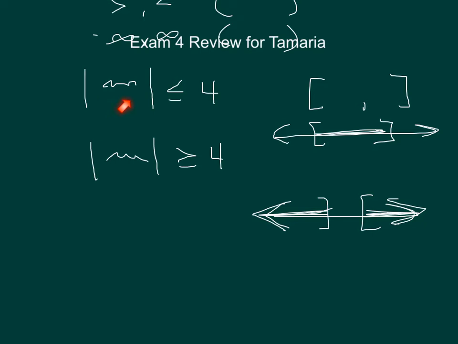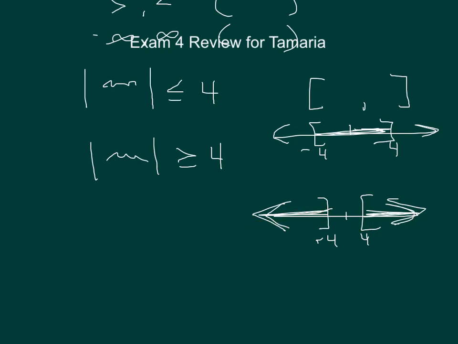So if this absolute value is a distance of 4 units or less from zero, then you would either go 4 units in this direction or 4 units in this direction. But if it's greater than 4 units from zero, you would go your 4 units from zero, and you would move outward away from it in both directions.